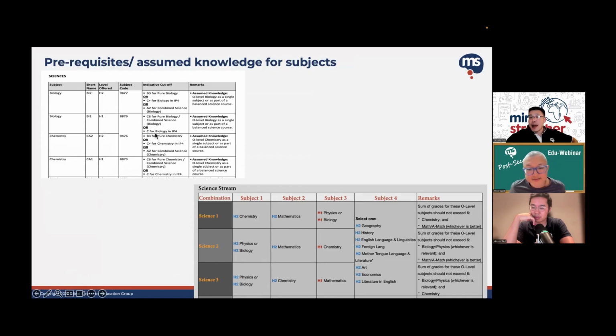Again, this is the part where it will be good for you to clarify with the school when you fall into these areas. It's very important to look at the school website. Very, very important, because if they put it there, that would be the official requirements already. Generally that would be true: if you take combined science, you need to get a distinction.